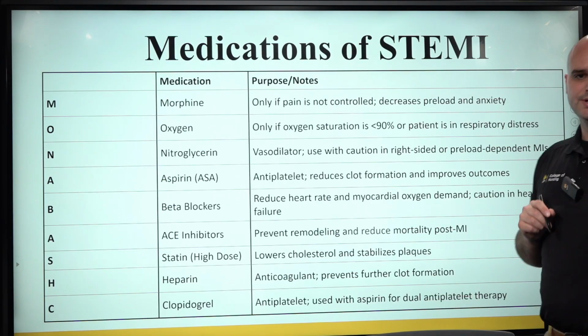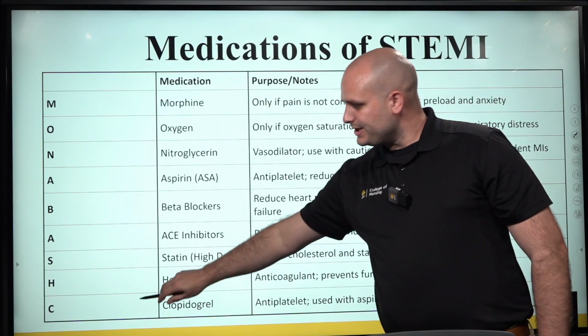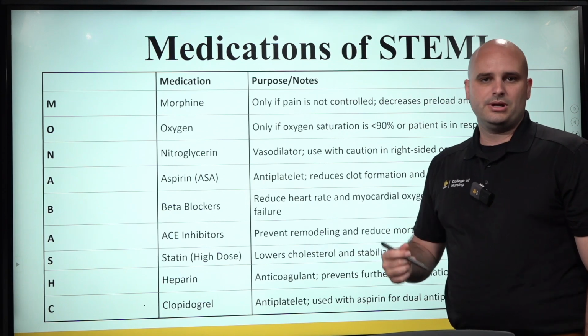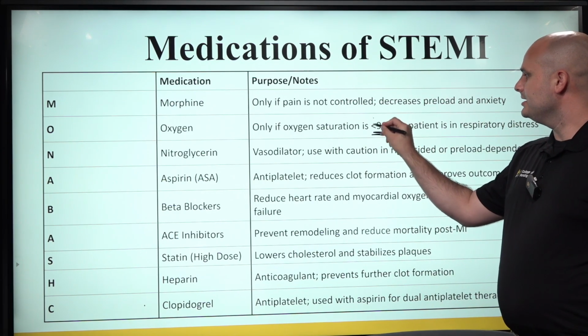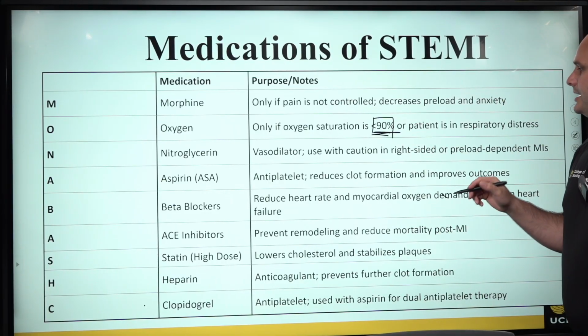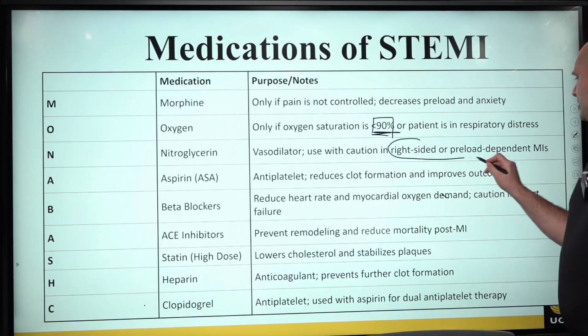So some medications, this is a fun little acronym to know. MONA-C, they keep adding meds to this, but morphine's a big one. If they have pain, they need it. Oxygen, if needed. I like to highlight this. If they do not need oxygen, don't put it on them. It's bad for them. Nitroglycerin, we're going to caution that in right-sided preload dependent MIs.